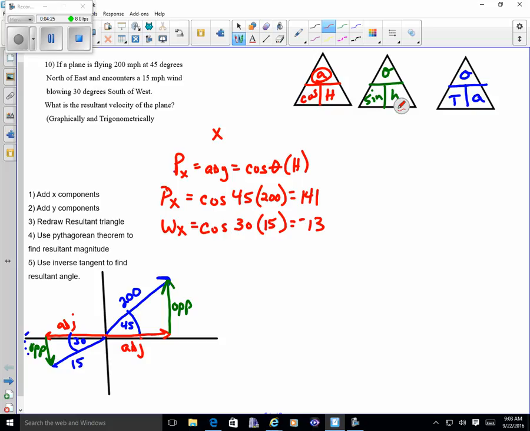Well, if I add these two x directions, I'm going to get the resultant's x direction. In other words, how fast is the plane going to go in the x direction with the wind blowing against it? And so the resultant's x direction, when you add these two things up, 141 minus 13 gives you 128 miles per hour in the x direction.